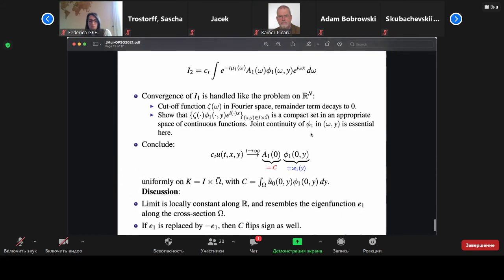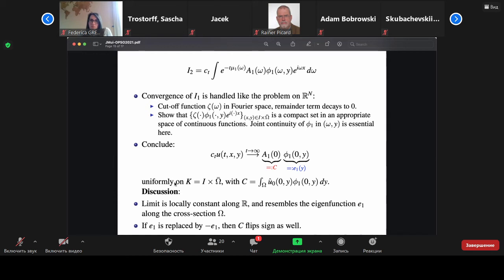Okay, so here's the conclusion. After you deal with that remainder series, we show that there is enough decay that that entire series goes to zero. And we are left with convergence to this A1 of zero, and that's the constant C, times phi1 of 0y. That is the principal eigenfunction on omega. You see that C is this Fourier coefficient. If I decide to swap the sign of E1, then the C would correspondingly swap signs. So then this limiting thing is well defined.